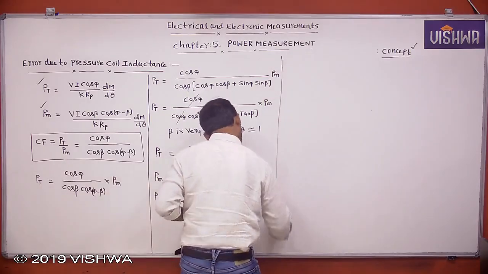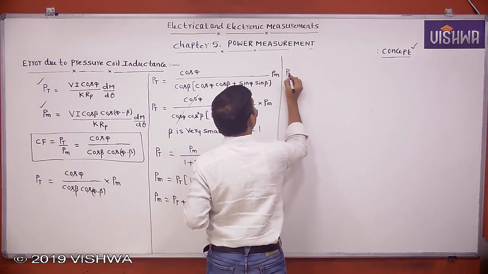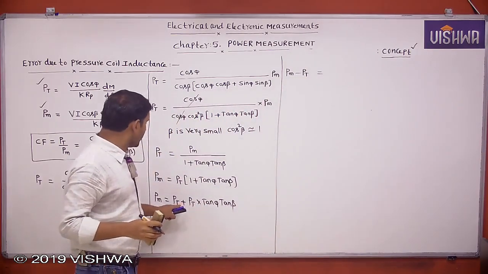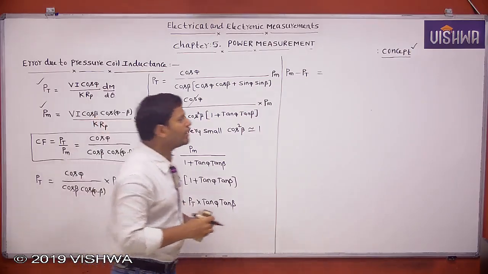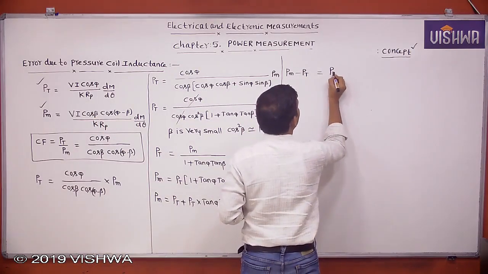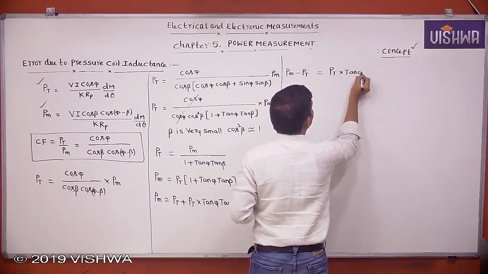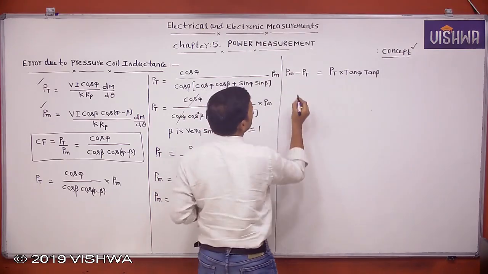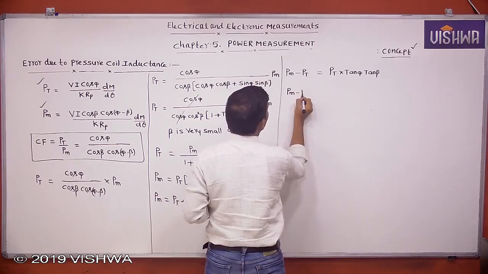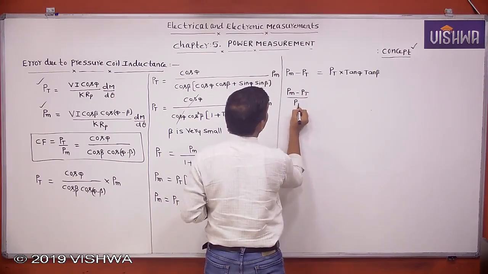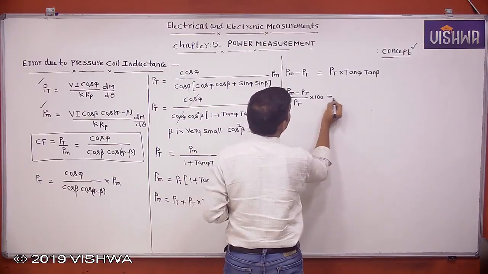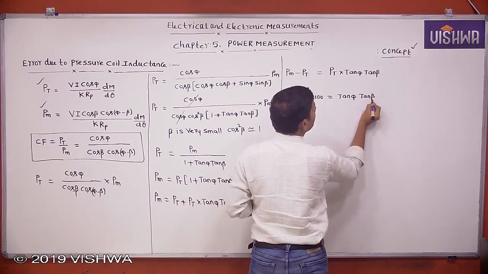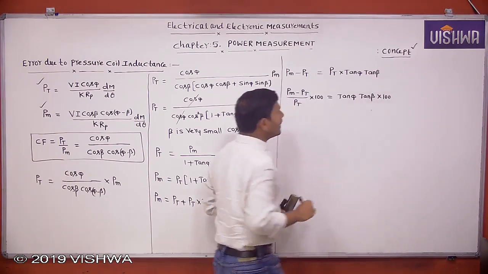Then from this, you tell me what is the measured power minus true power? Bringing this to this side, measured power minus true power equals true power into tan φ into tan β. Shall we write it like this? (Measured power minus true power) by true power into 100 equals tan φ into tan β into 100. Multiply both sides by 100.